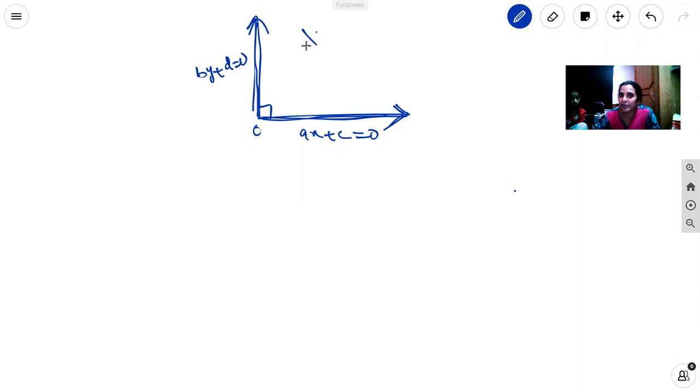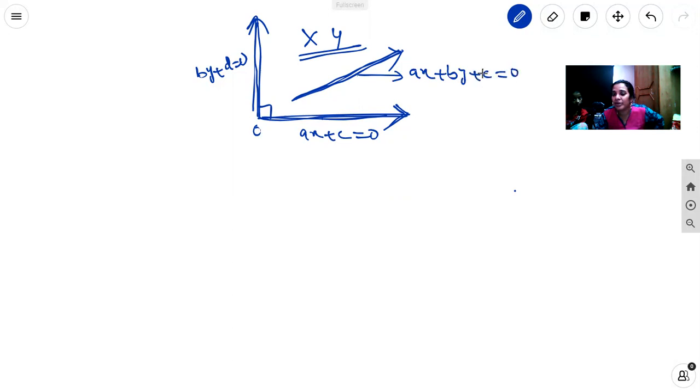If we define the xy plane, it is the plane in between the x and y coordinates. In that plane, we can take any line lying between the x and y axes. A linear equation in the variables x and y is represented as a straight line. The general form of the straight line equation is ax plus by plus c equal to 0, where x and y are the variables and a, b, c are real constants. This is the general representation of the straight line equation.